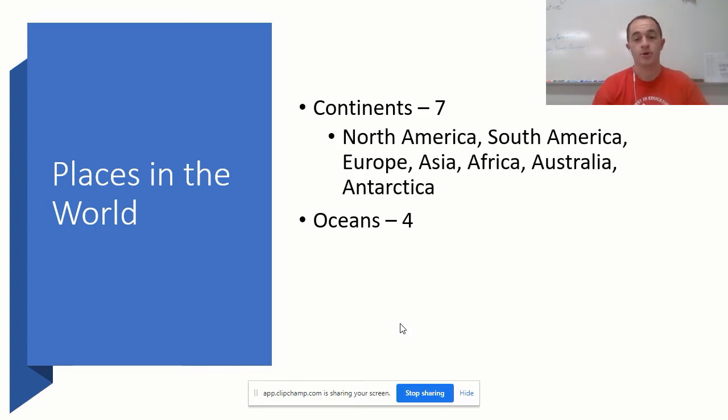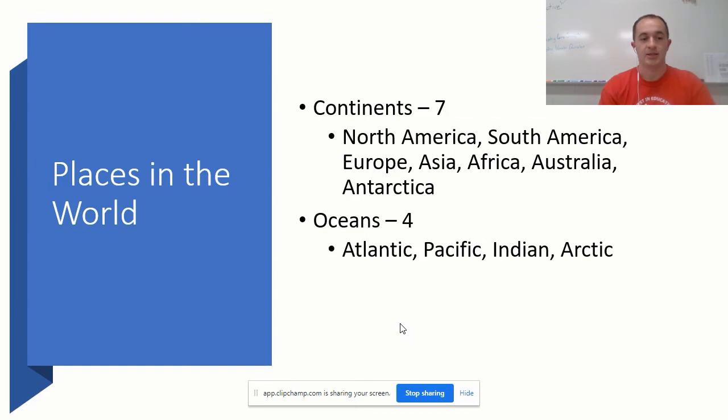Okay, now there's 4 oceans. See if you can name all 4 of those oceans. Okay, that would be the Atlantic, Pacific, Indian, and Arctic. Okay, make sure that you put all the continents and the oceans because you're going to need to know that for a quiz later on, not during this, but later on next week.